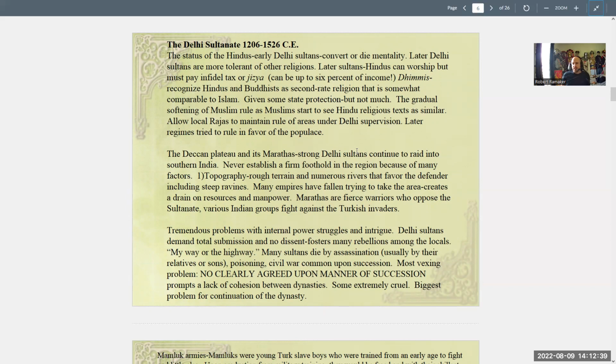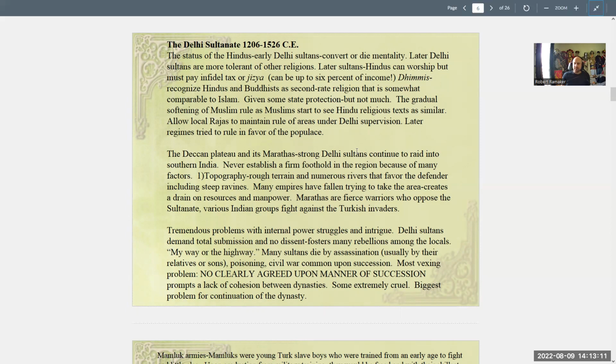So you've got a very small group that is ruling over a much larger group, right? And so that's one of the things that's going to characterize the Delhi Sultanate. In order to maintain their power, they're going to have some very stringent rules. One of those, for example, is what's called the infidel tax or the jizya. We talked about this, I believe, with the Abbasids, but basically the jizya is up to 6% of your total income would go as a tax.